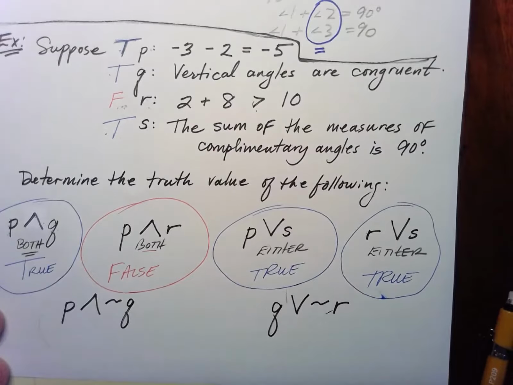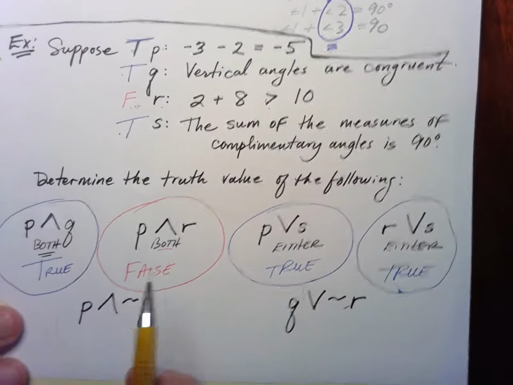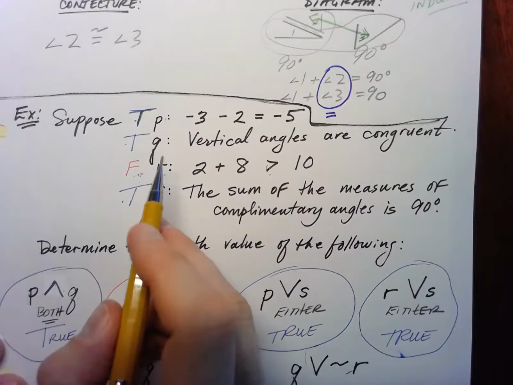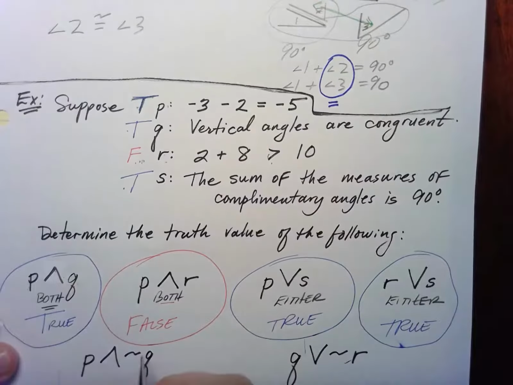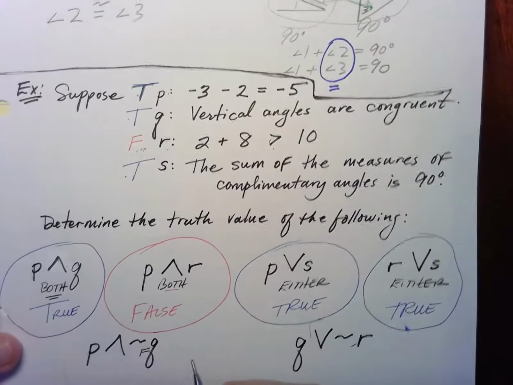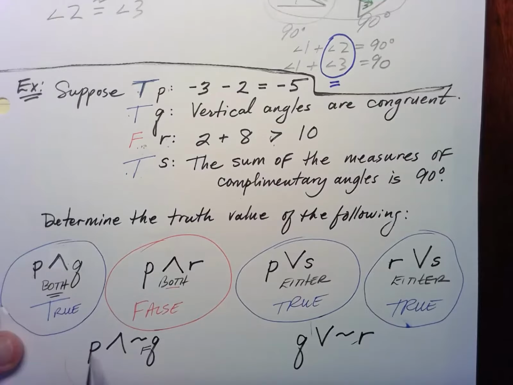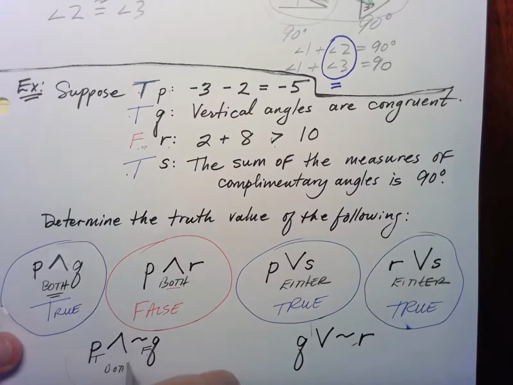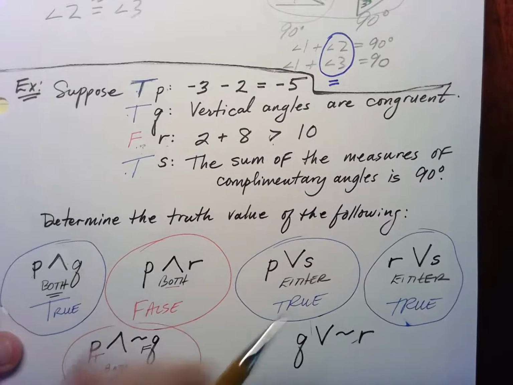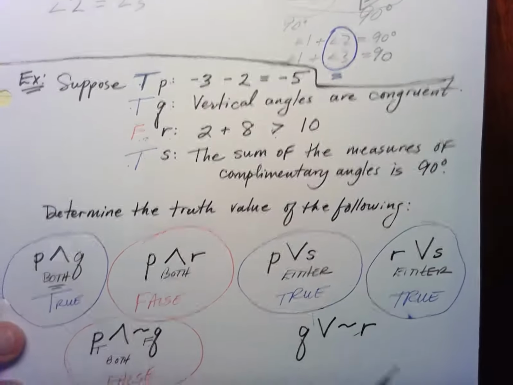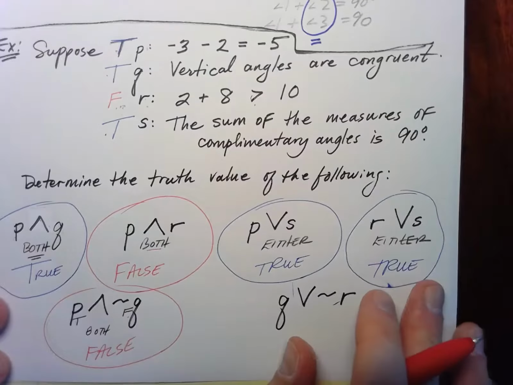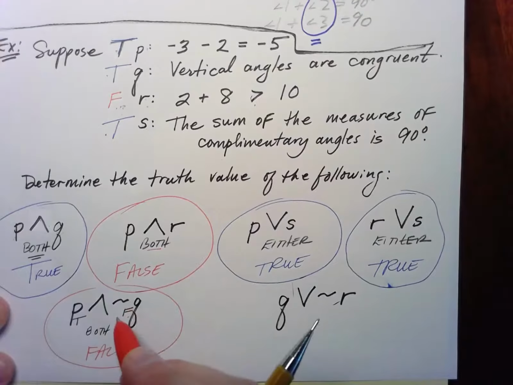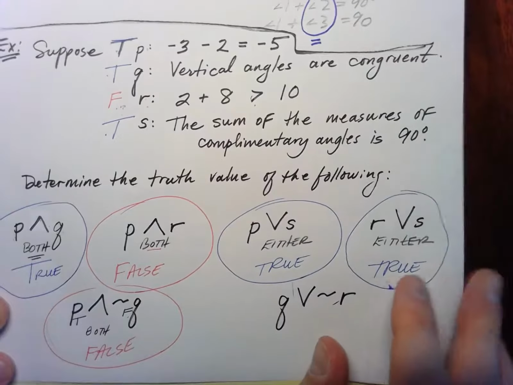What about this one? Not Q. Well, if Q is true, then not Q has to be false, right? So here we're looking at P, which is true, and not Q, which is false. But since this is a both statement, this whole thing is false, because they both have to be true, and not Q is false.